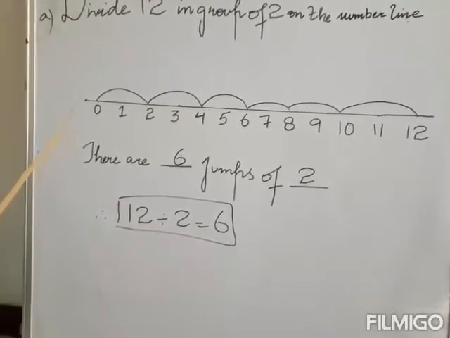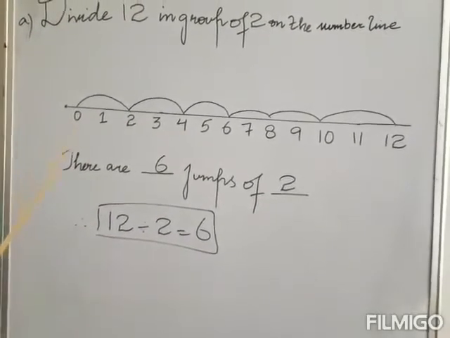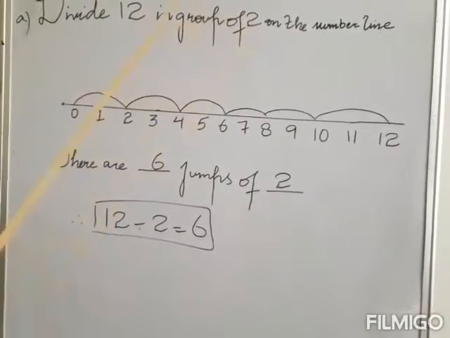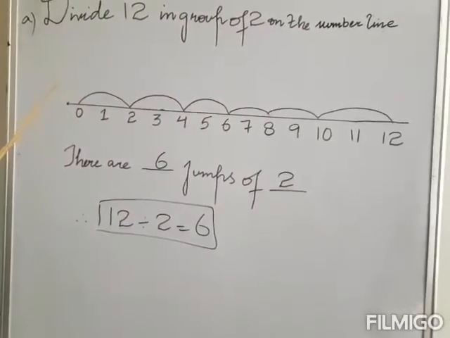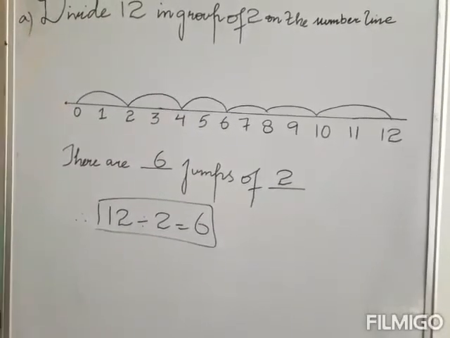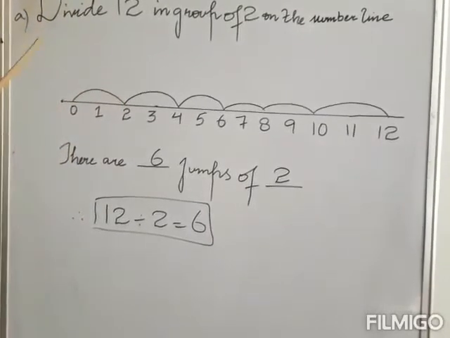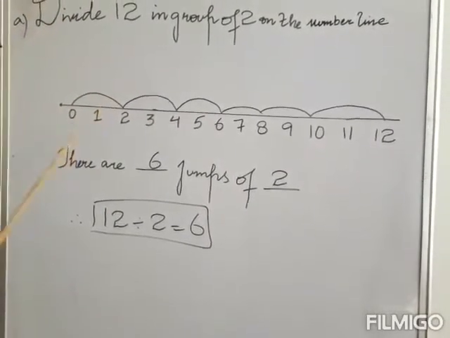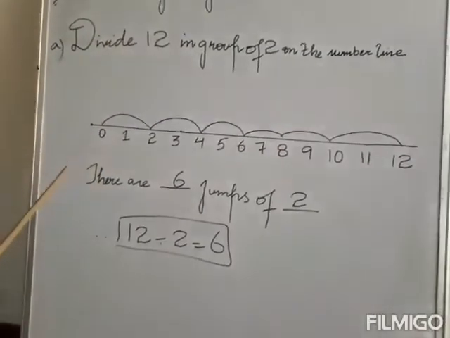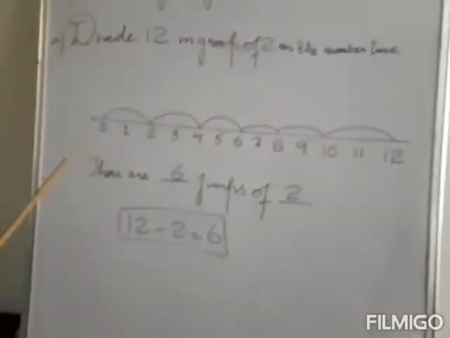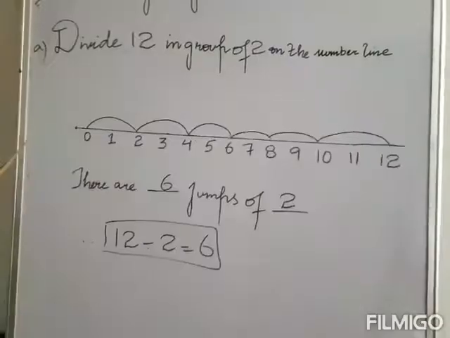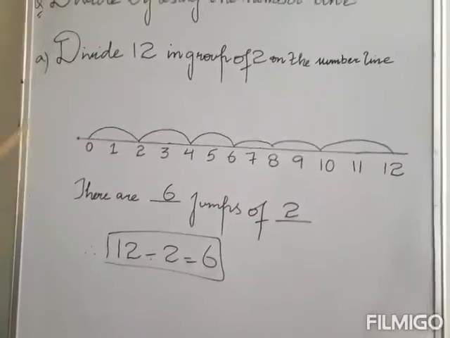What does the question say? Divide 12 in groups of 2. It means that you have to take the jumps in groups of 2. That means here we are counting by 2 on the number line. We keep adding the same number each time to the previous number.